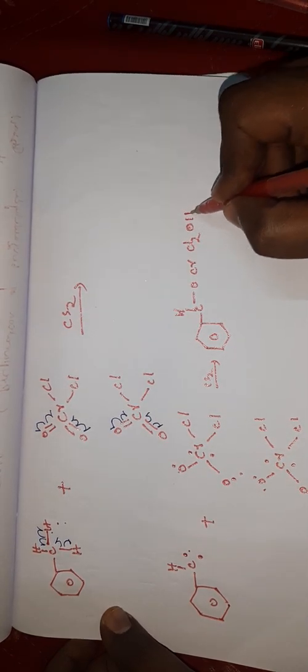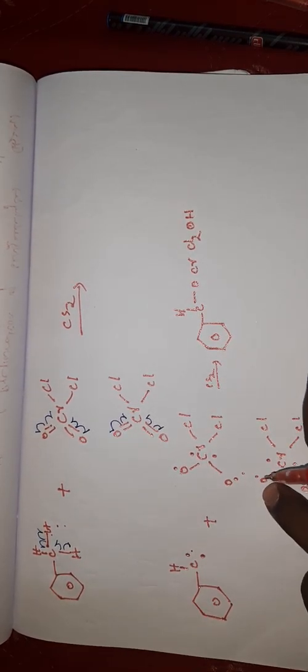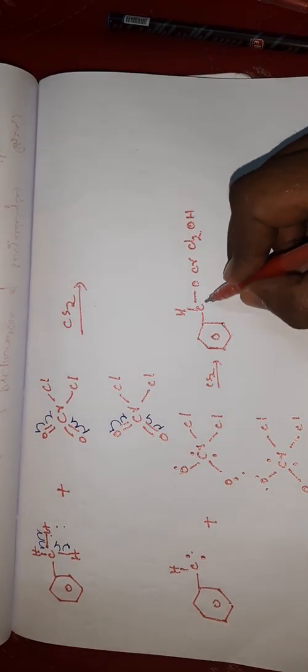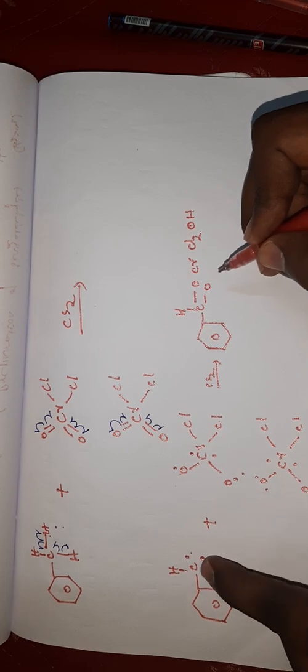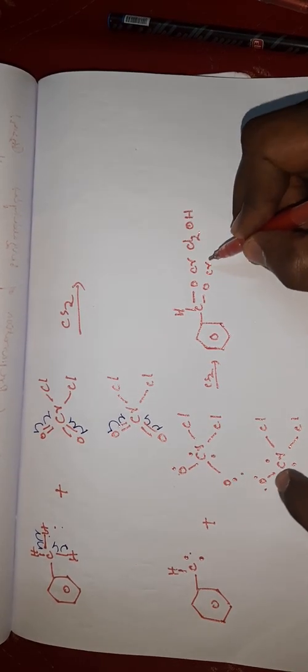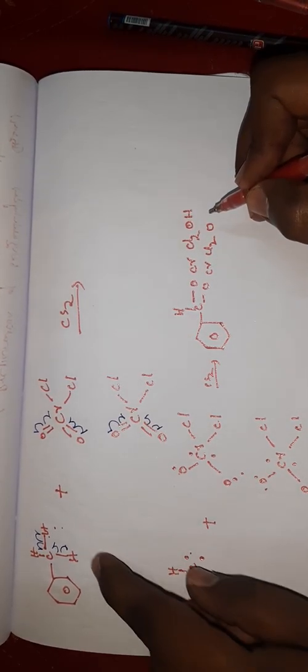I am writing the hydrogen here. The oxygen bonding with this hydrogen. Here also this oxygen bonds with this carbon and this oxygen bonds with this hydrogen. Okay. Carbon bonding with oxygen, Cr, Cl2, this oxygen having hydrogen here.